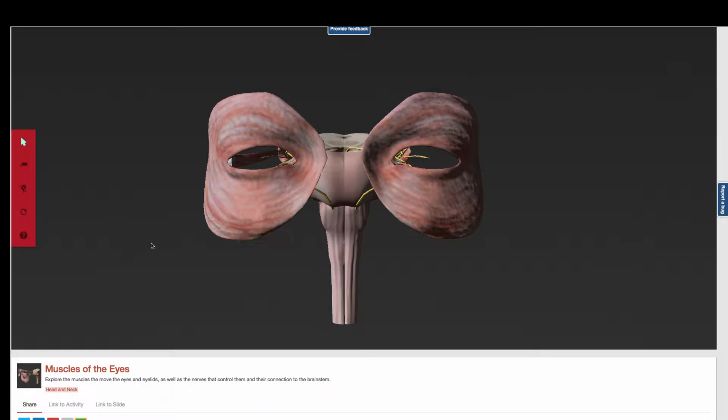Hi there. So we're going to talk about different muscles that control the eye movement and eye closure. One thing notable before we start with the video is this video does not have inferior oblique because for some reason Netter's anatomy book does not cover inferior oblique.